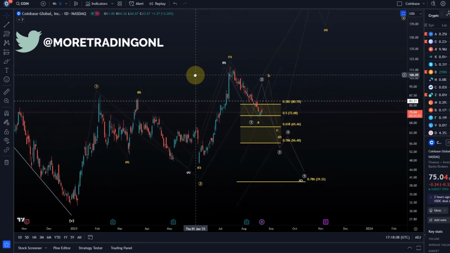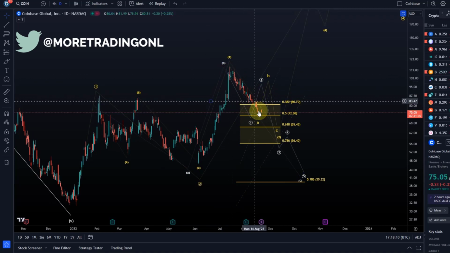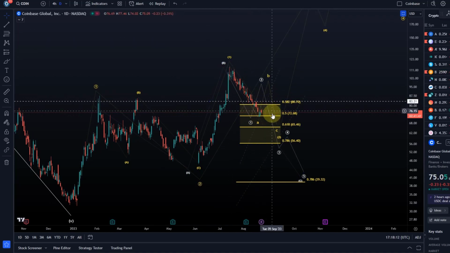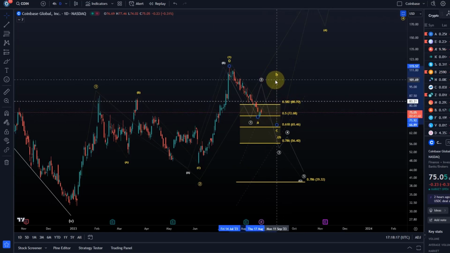So let's talk about the different wave counts. At the moment, price has not really given us sufficient evidence that this B-wave rally we've been waiting for has started, but we are going to talk about that.